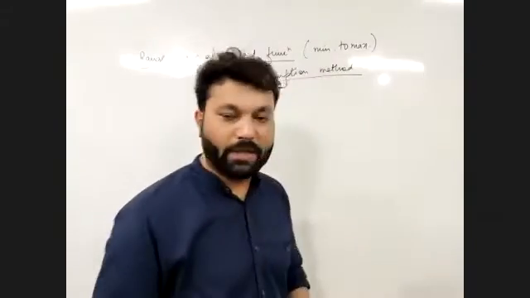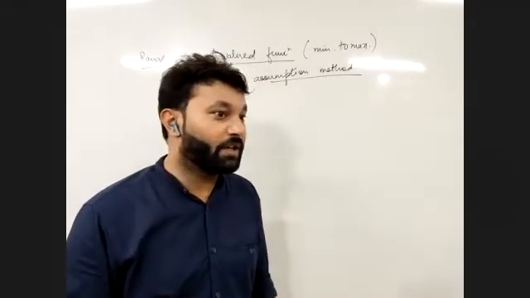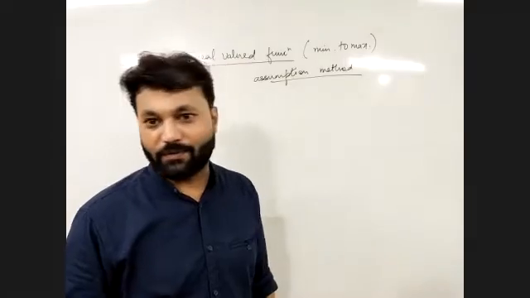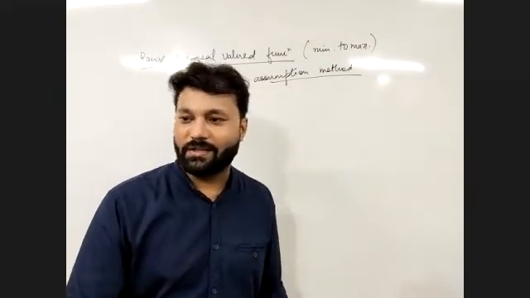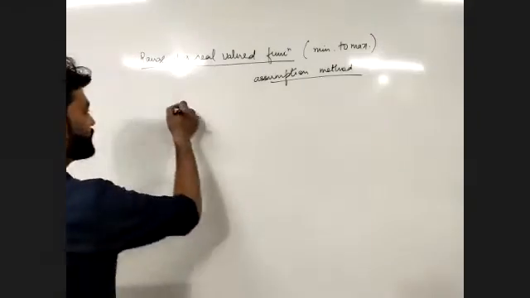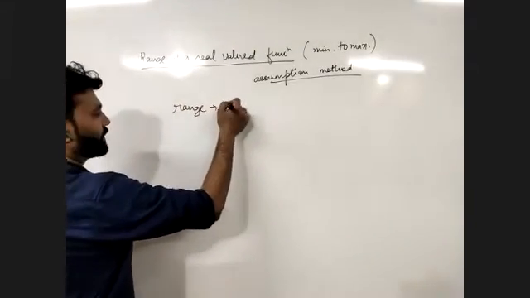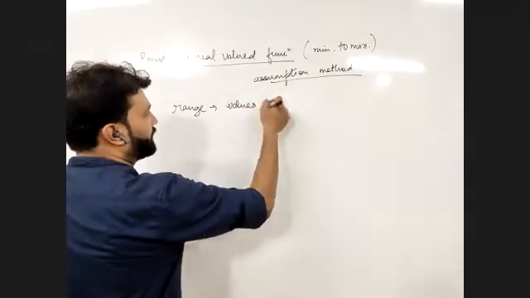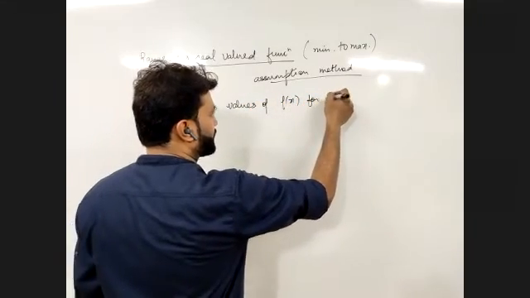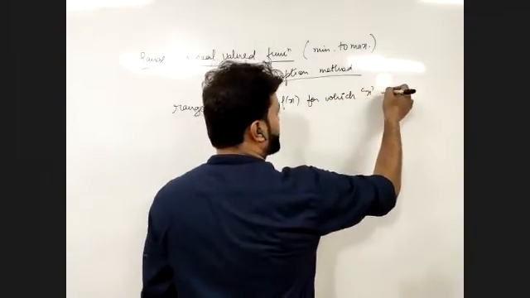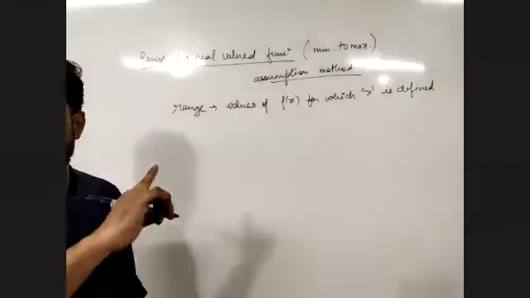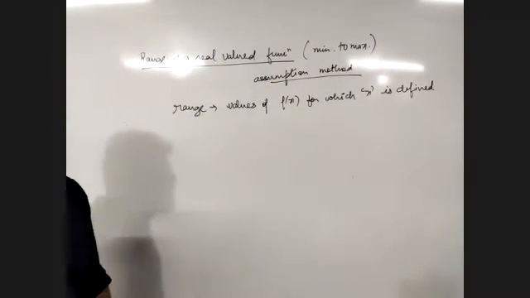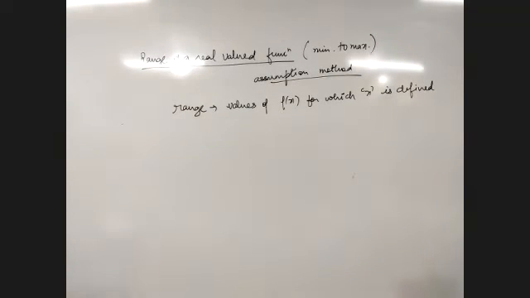For this, you need to first of all understand the meaning, the definition of range. जैसे डोमेन की क्या डेफिनेशन थी? Values of x for which fx is defined. Just the converse of it is the definition of range. So by range we mean values of fx for which x is defined. Just the reverse. It was values of x for which fx is defined. It is values of fx for which x is defined. Clear this thing?